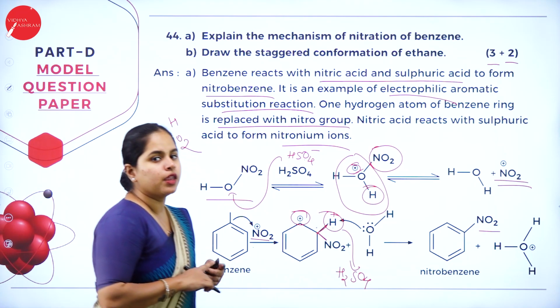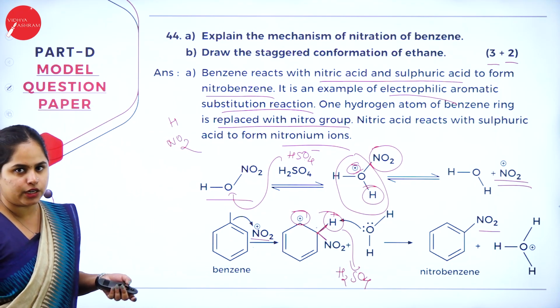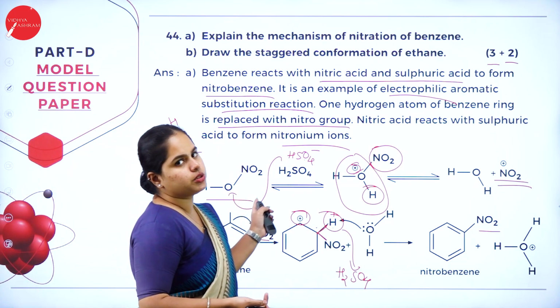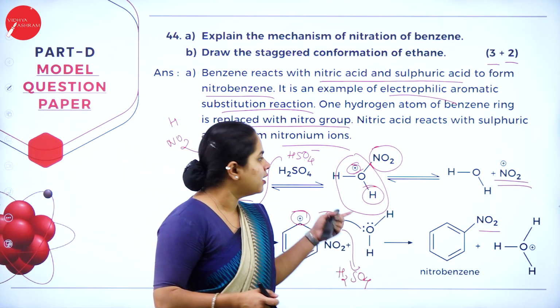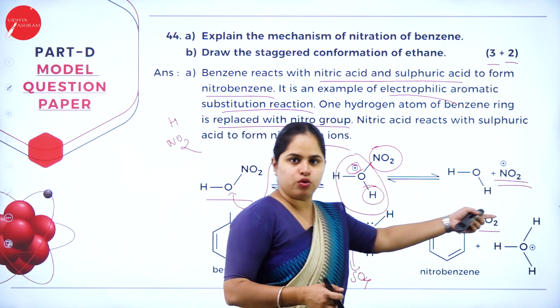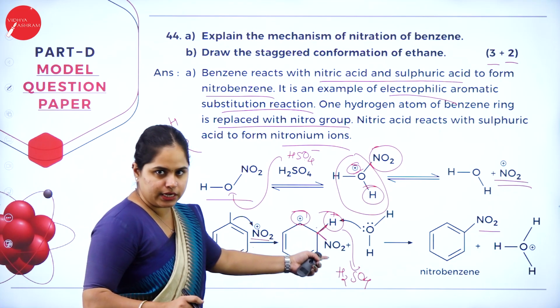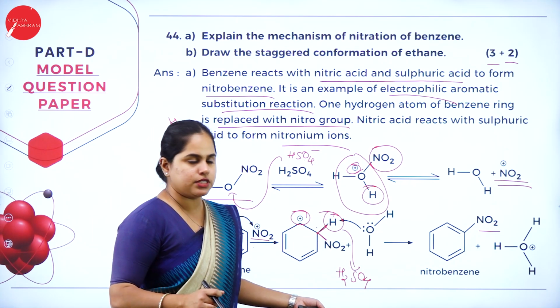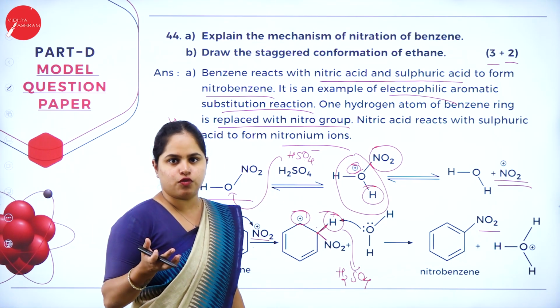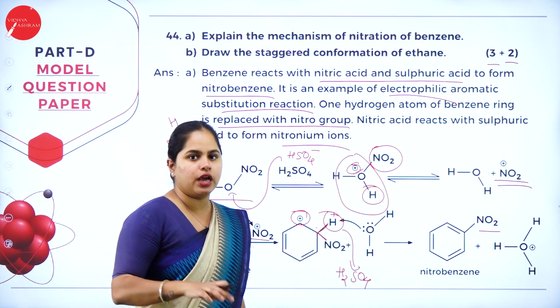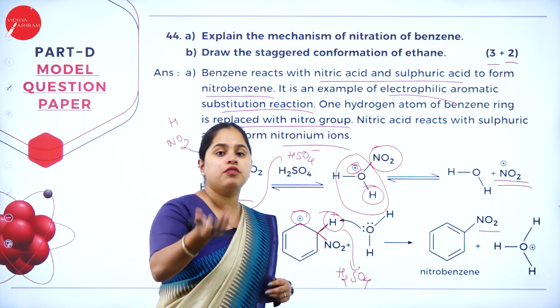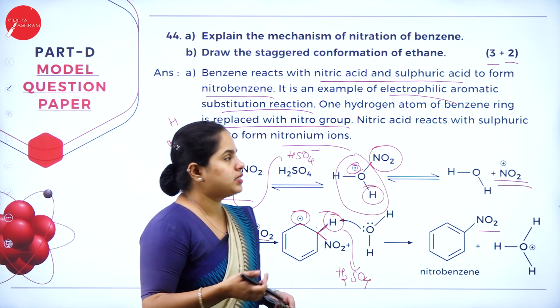So what is the first step? The first step is the formation of the electrophile, which is formed by the reaction between nitric acid and sulfuric acid, wherein you are getting the electrophile NO2 plus. Now it will be attached to the benzene ring, wherein already one hydrogen atom is there. So as you have HSO4 minus, that will take up this hydrogen and form H2SO4, which can be further used in this reaction. So this is the mechanism.